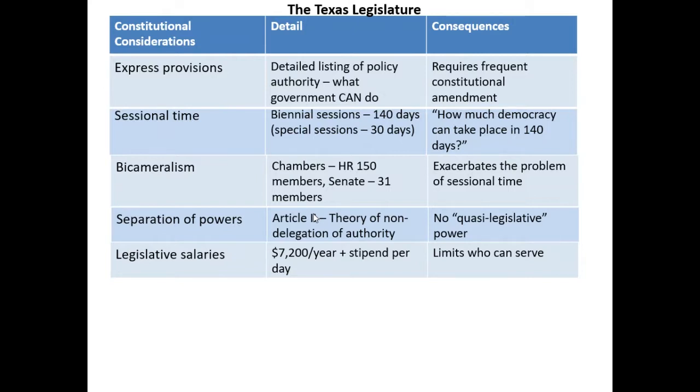Maybe speaking engagements or something like that, they might be able to expect to get a stipend for that from whatever group wants to bring them in to do some sort of speech. But the $7,200, the argument in favor of it is that it promotes the concept of a citizen legislator.